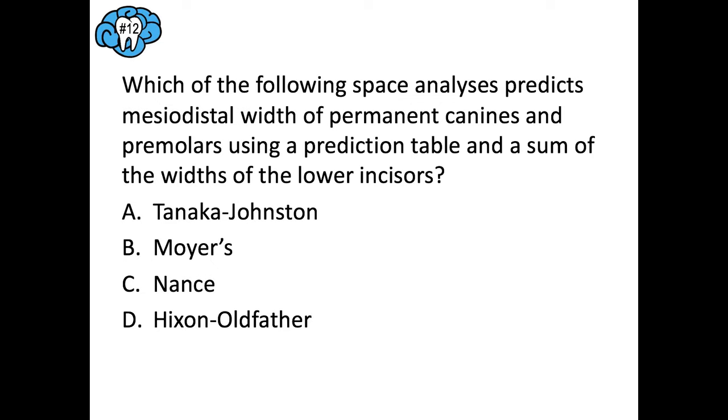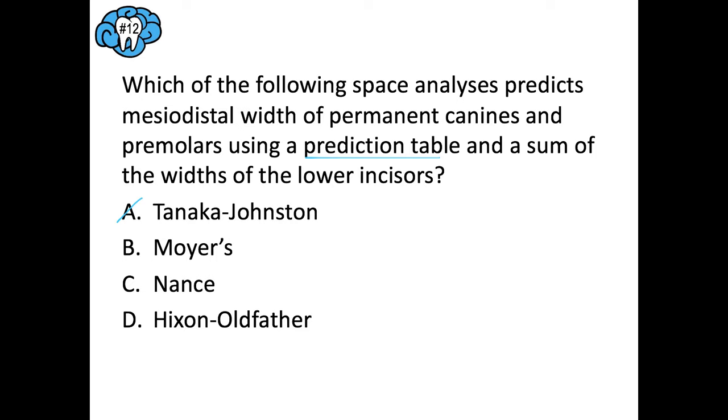All right, so let's go through these one at a time and talk about what we know. Tanaka-Johnston involves the sum of the width of the mandibular incisors. You take half of that, you plug it into this fancy equation, and that gets you your prediction. Doesn't involve a table though, so that one is out because that's an important part of this question. The Moyer's space analysis, you add the width of the mandibular incisors, you take that sum, and then refer to a prediction table. Well, that sounds pretty darn good, so we'll keep that one in mind.